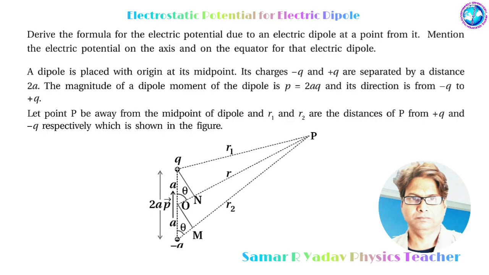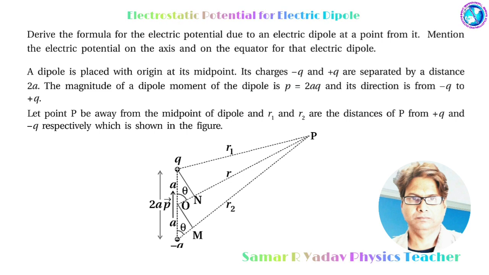Today's chapter is electrostatic potential and capacitor. Now to see one topic: derive the formula for electric potential due to an electric dipole at a point from it. Mention the electric potential on the axis and on the equator for that electric dipole.